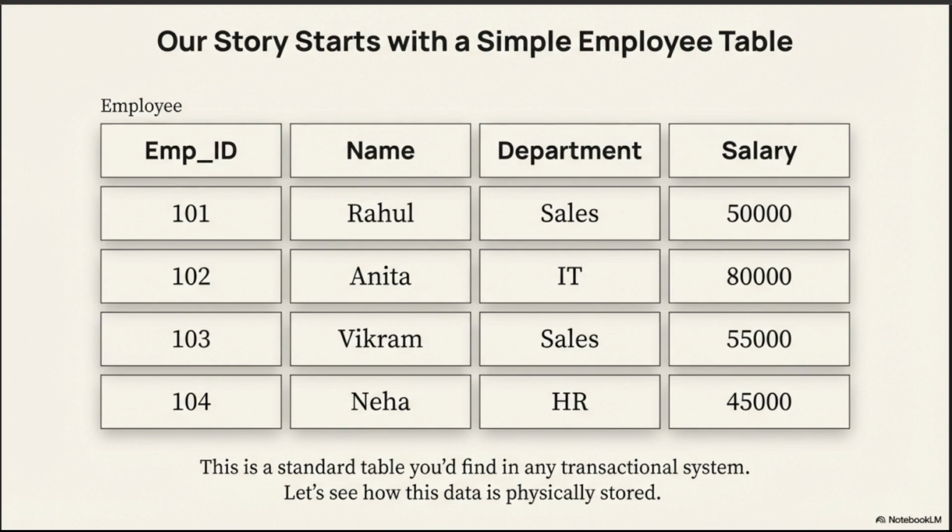So let's start. Our story starts with a simple employee table. This table has 4 columns: employee ID, name, department, and salary, and 4 rows. Now just make a note that employees 101 and 103 both belong to the sales department.